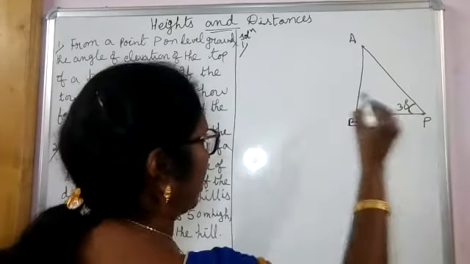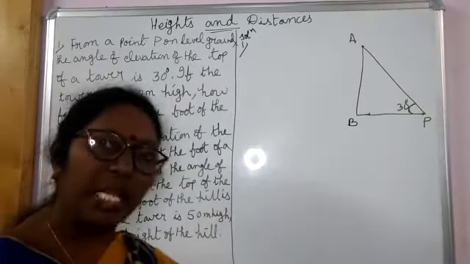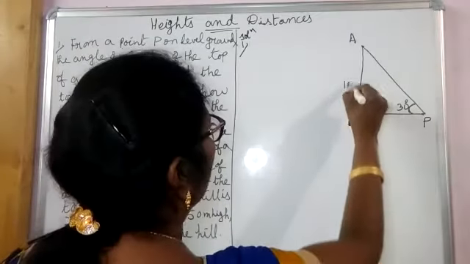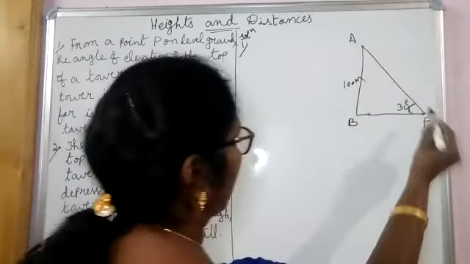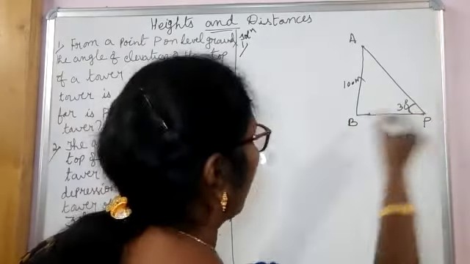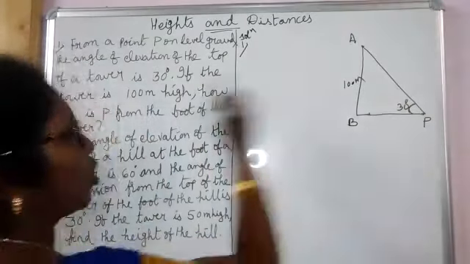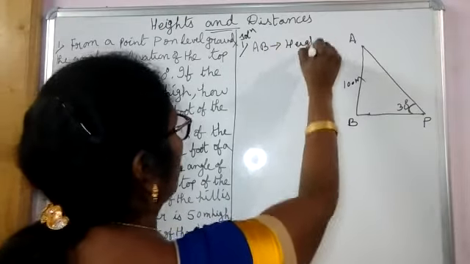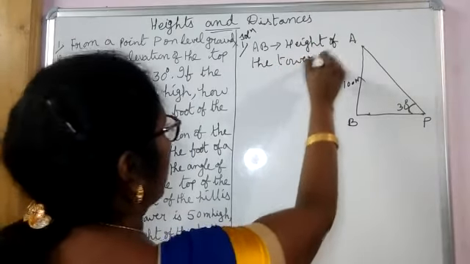Let us take AB as the tower, P is the point of observation, and angle APB is the angle of elevation. If the tower is 100 meters high, AB is 100 meters. How far is P from the foot of the tower? B is the foot of the tower. So how far is P from B, from the foot of the tower, that you have to find out. So AB is the height of the tower, which is already given as 100 meters.